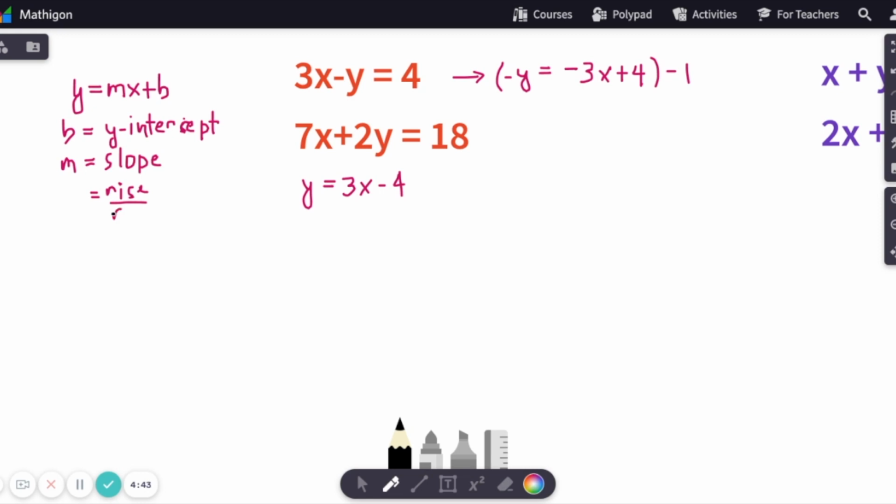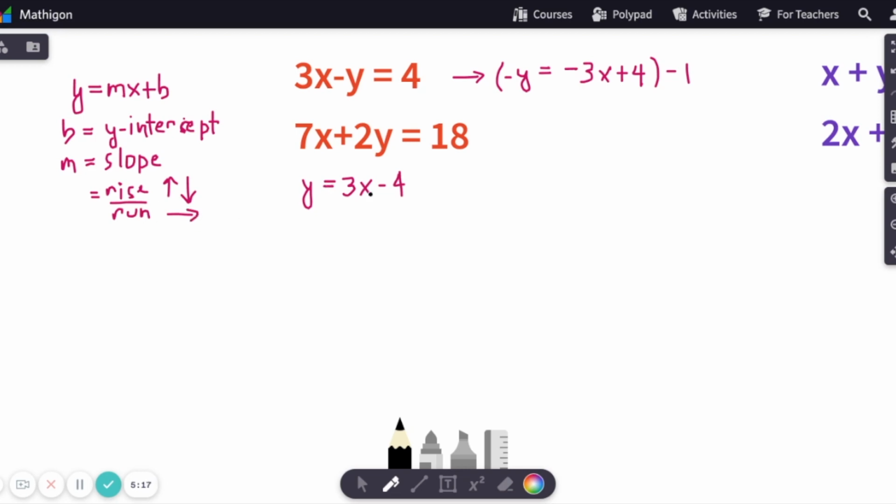Okay, over run. So, usually, this is a fraction. Kung ang m nyo po ay whole number, that is automatic over 1. Later on, makikita nyo po yon. So, this is going up if your rise or your numerator is positive, and this is going down if your numerator is negative, and your run is always to the right. Okay? So, yun po yung mga hint nyo.